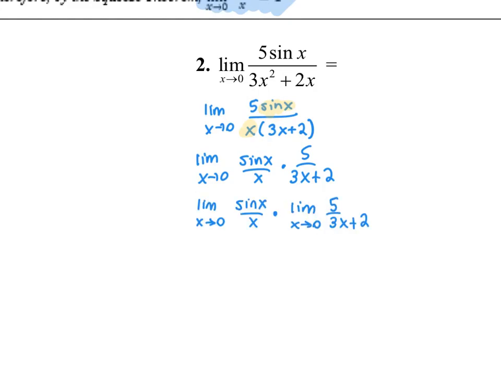So now that I've got it split apart, I can evaluate each limit separately. I know that the limit as x approaches 0 of sine x over x is just going to give me 1 times, and this limit over here is x approaches 0. I'm just going to do a direct substitution to evaluate that one. And I'm just going to take the 0 and plug it in. And that gives me 5 halves. And 1 times 5 halves is 5 halves. And that is my answer.